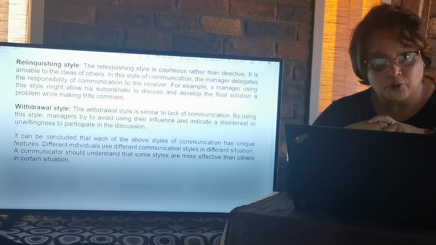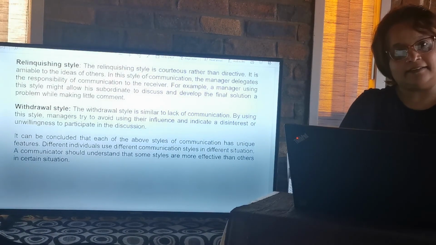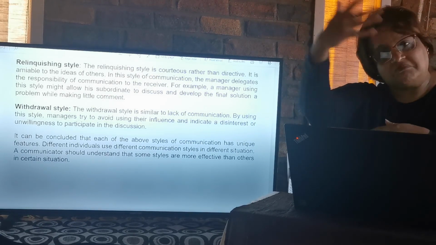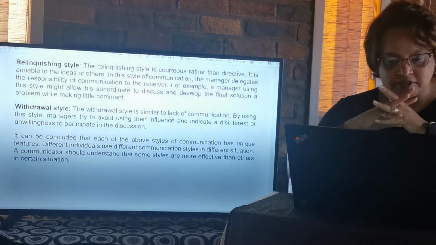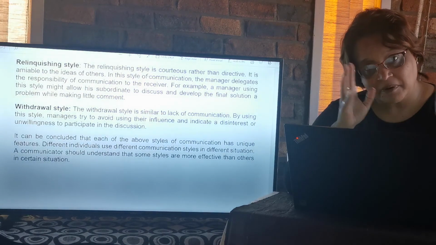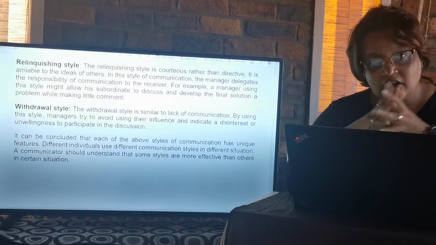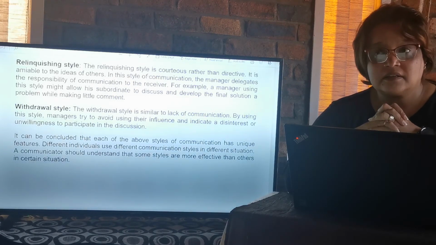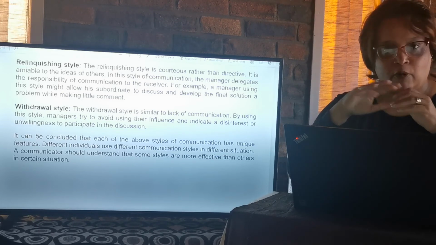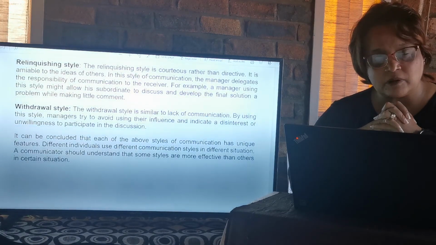The last one is withdrawal style. Exactly. You're cutting yourself off. You're withdrawing. He knows best. Let him go ahead. So withdrawal style is similar to lack of communication. You don't want to participate anymore. Your ideas are never being taken seriously. You are being seen as the dull head in a brainstorm scenario that he wants to put up and nobody's taking notice of him. So what he does at the end of the day, nobody's going to take part.